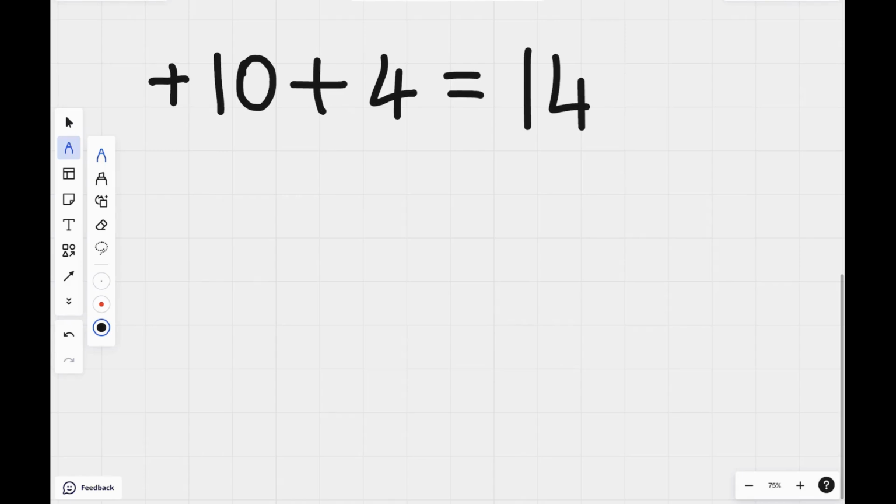Why do I get 14? Because it's a plus 10 and plus 4. I have two numbers with the same sign, so I just add those two numbers.